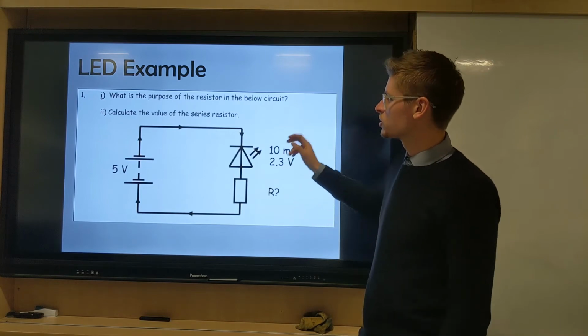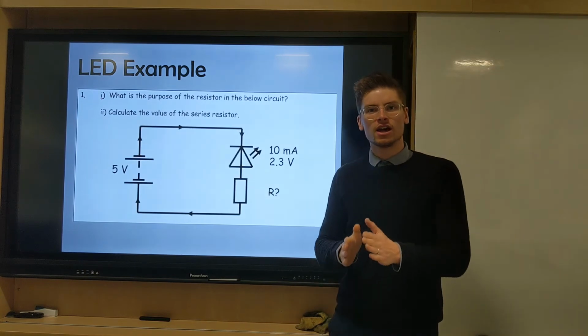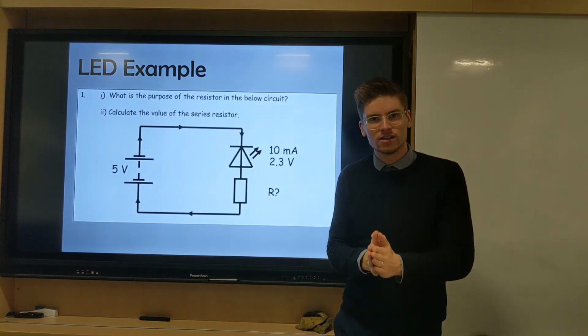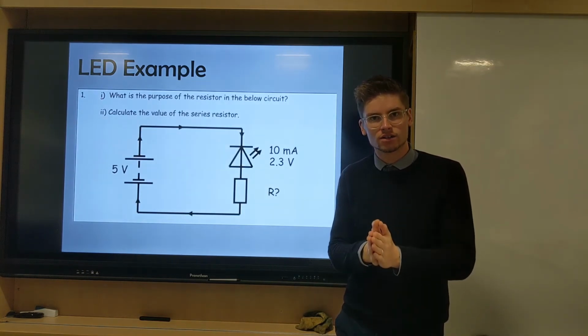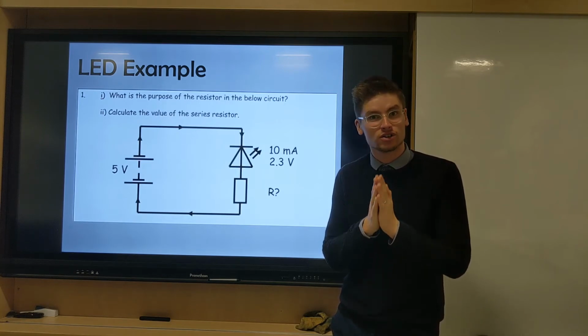Now, let's look at this question. What is the purpose of the resistor in the circuit below? Well, I'm not going to write it because I just said it. It's to protect the LED from too high a current. Alright, so that's what you need to say.